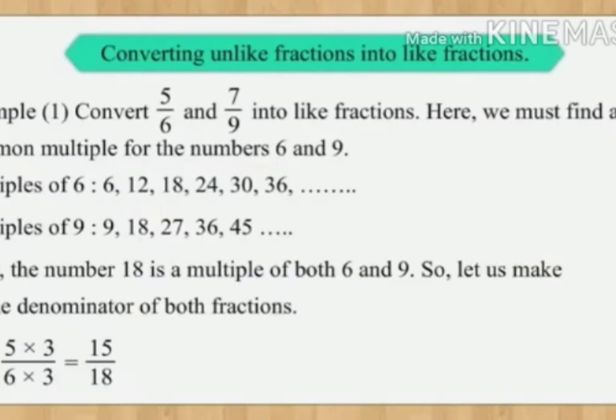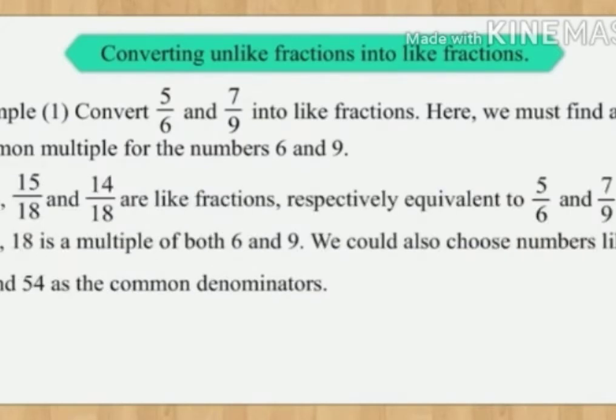5 upon 6 is equal to 5 into 3 upon 6 into 3, which is 15 upon 18. 7 upon 9 is equal to 7 into 2 upon 9 into 2, which is 14 upon 18. Thus 15 upon 18 and 14 upon 18 are like fractions, respectively equivalent to 5 upon 6 and 7 upon 9. Here 18 is a multiple of both 6 and 9. We could also choose numbers like 36 and 54 as a common denominator.